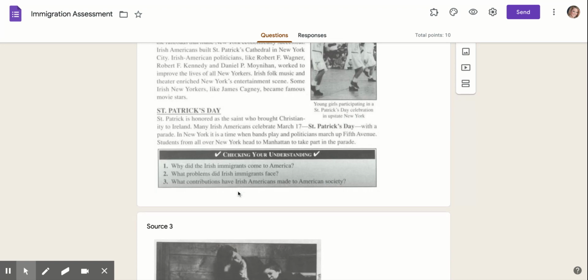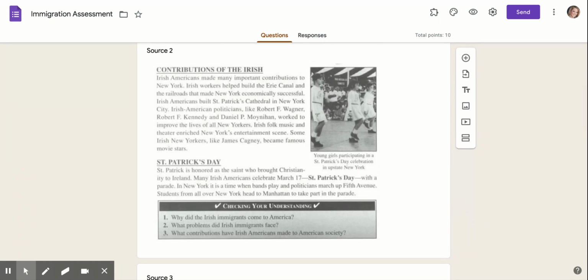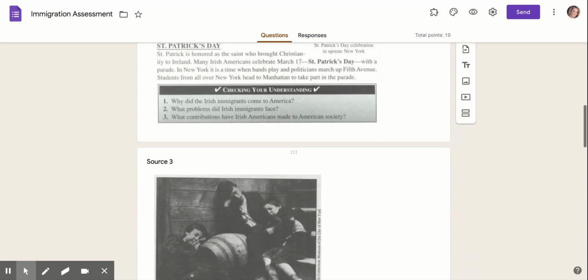All right, they even give us a holiday that we celebrate, St. Patrick's Day. St. Patrick is honored as the saint who brought Christianity to Ireland. They celebrate March 17th, St. Patrick's Day, with a parade. In New York, it is a time when bands play and politicians march up Fifth Avenue. Students from all over New York head to Manhattan to take part in the parade.